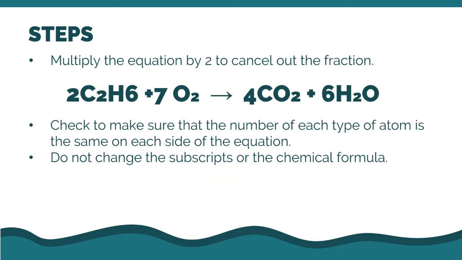So, para ma-eliminate po natin yung fraction kanina, let us multiply the equation by 2 para maging whole number. So, ganito na po ang mapoproduce nating equation. We have your 2 moles of ethane reacts with 7 moles of oxygen gas to yield 4 moles of carbon dioxide and 6 moles of water. So, check to make sure that the number of each type of atom is the same on each side of the equation. And also, do not change the subscript or the chemical formula.